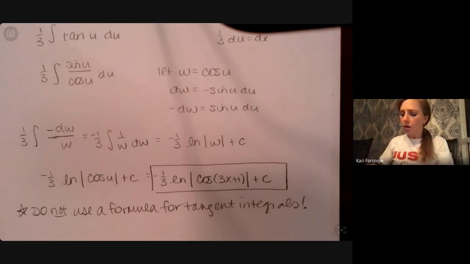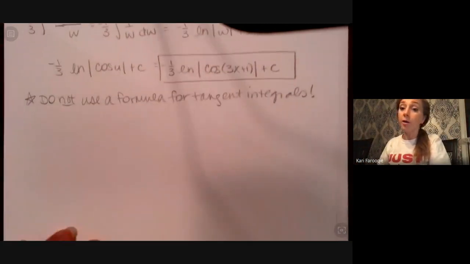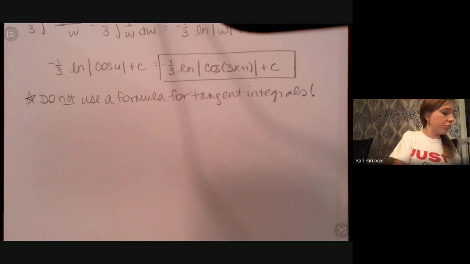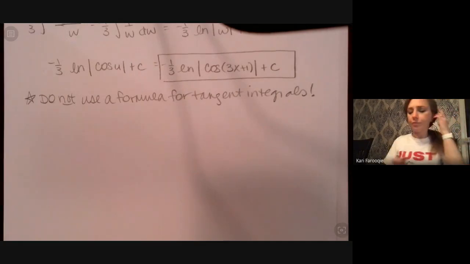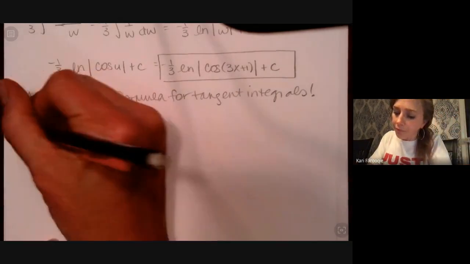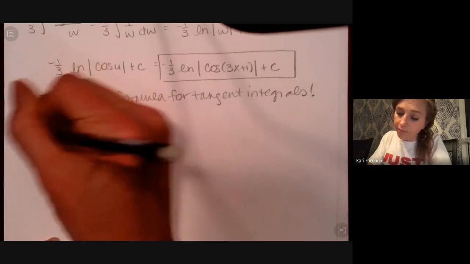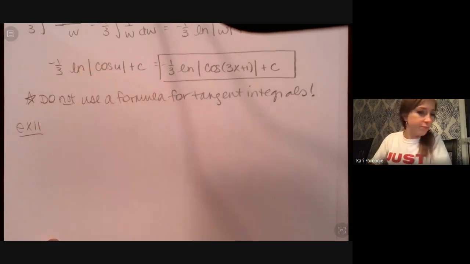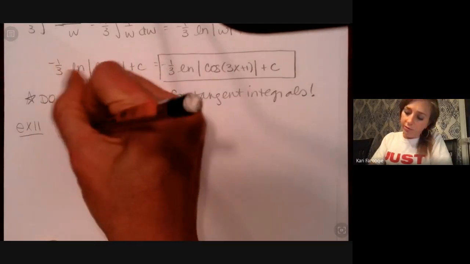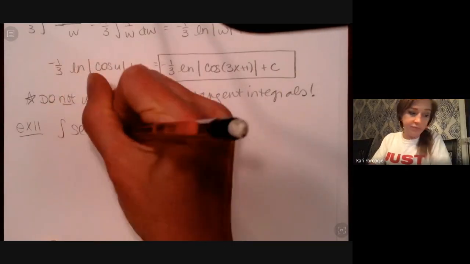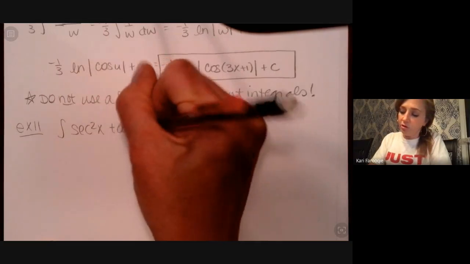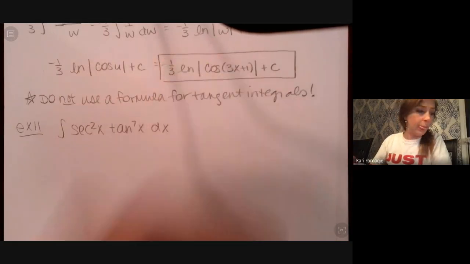Okay. Example 11. If you're wondering how many more of these does she have, I believe I have 15 total for today, so we're 2/3 done. Secant squared x times tangent to the 7th x dx.